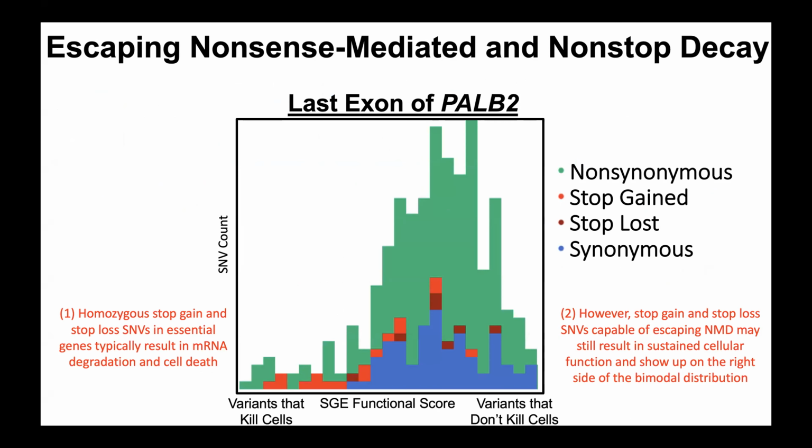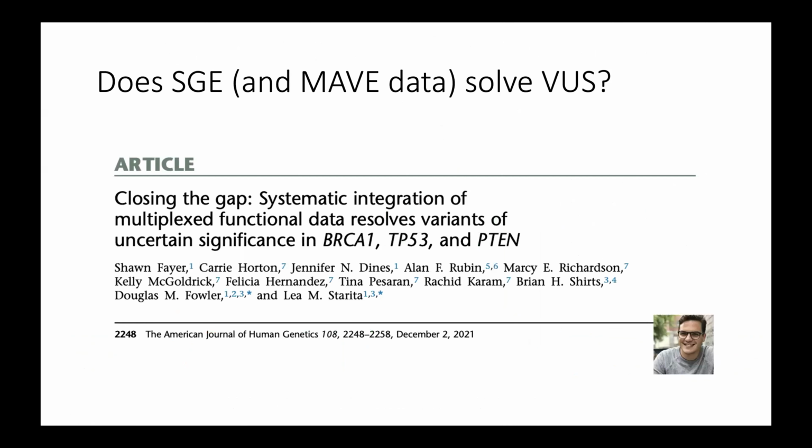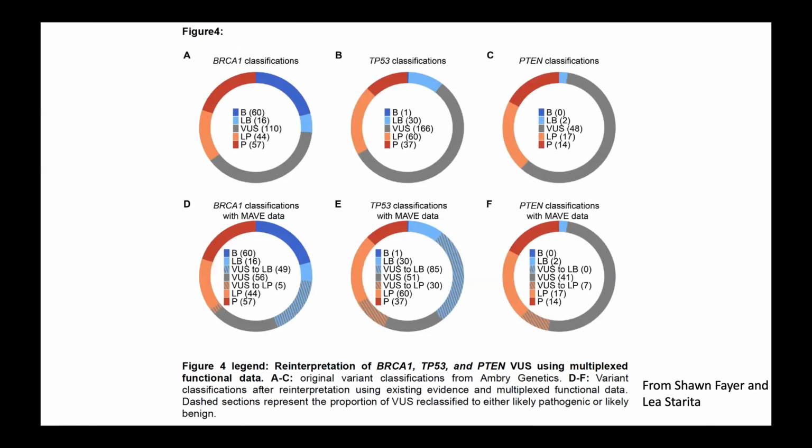And one of the things that's beautiful about saturation genome editing is that it's able to replicate known genomic phenomena, such as the escape of mRNA surveillance mechanisms in the last exon of PALB2, where nonsense SNVs are seen to escape nonsense-mediated decay. This data is actually very useful for clinical reinterpretation. And so Sean Fair in Dr. Streeter's group and Dr. Fowler's group has been able to use BRCA1, P53, and PTEN to actually reinterpret VUS to either benign or pathogenic. And these were actually done in real probands that were then returned to a private lab that were then able to affect clinical management.